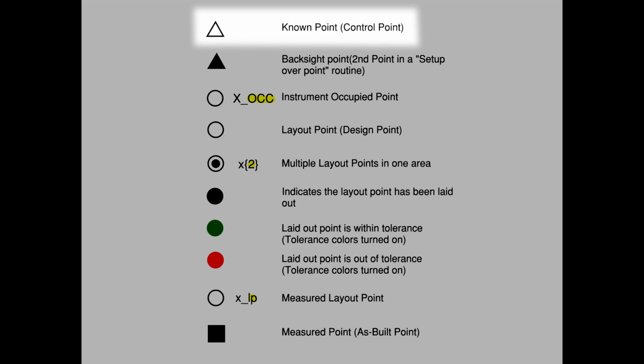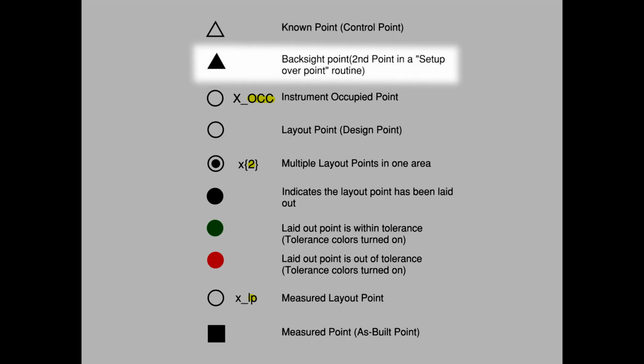So if you see a triangle that's not filled, that's a known point. Known points and control points are the same thing. They're points that are used to set up an instrument. Now you can't lay out known points. They're just used for instrument setup. Known points are also unique in that they are shared between jobs. So if you're in job 2, you can access these known points. And if you're in job 1, you can access the same known points.